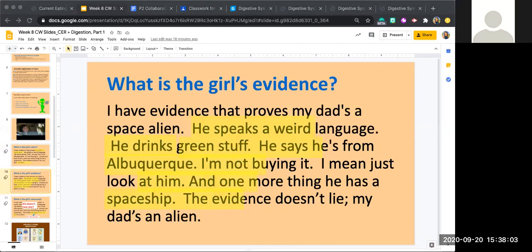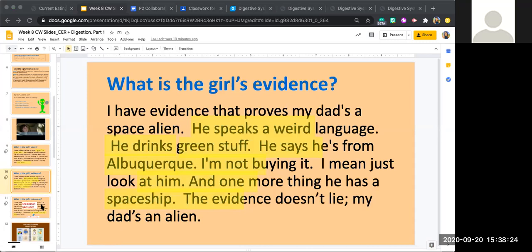Slide 10. We're looking at what is her evidence. And so her evidence is highlighted here. He speaks weird language. He drinks green stuff. He's from Albuquerque. And there's a spaceship that he's got. So these are the types of evidence that she's got.